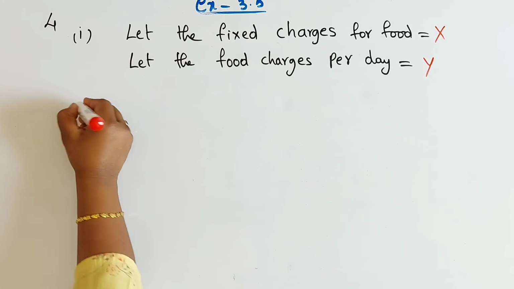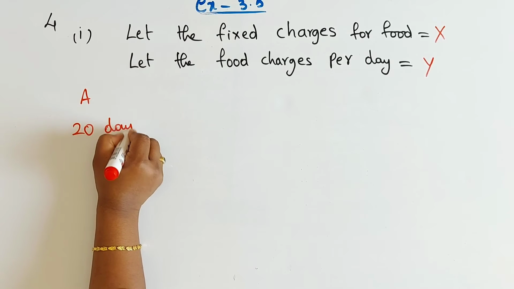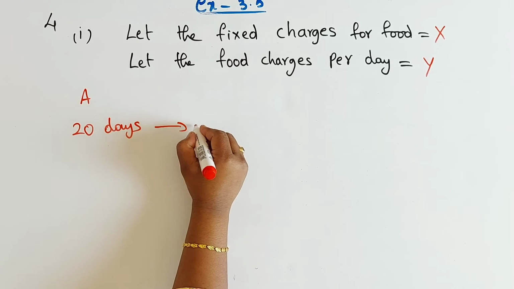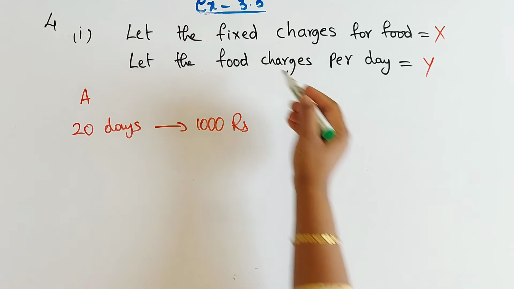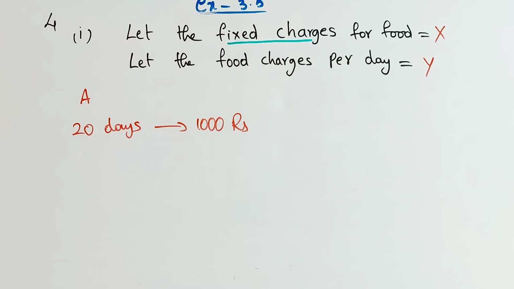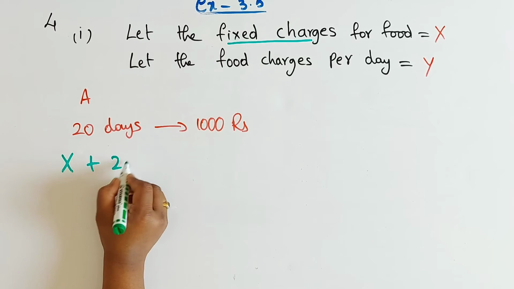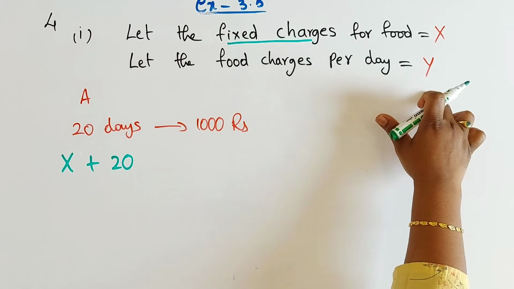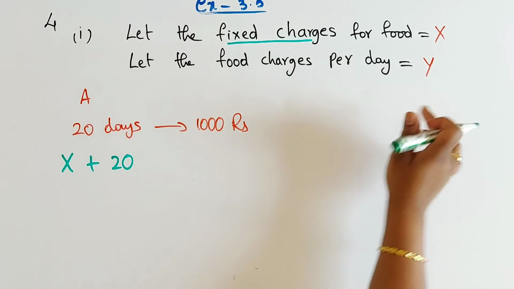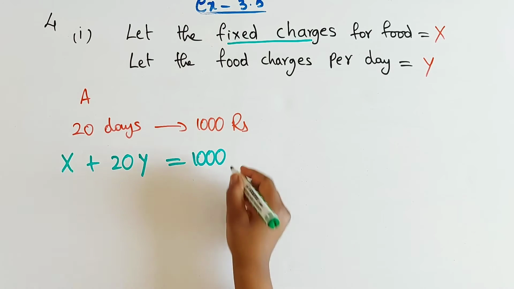So here student A is taking food for 20 days and she is paying 1000 rupees. This type of question we have already done in previous videos, children. Fixed charges they have to pay compulsorily, so you have to write X, and daily, how many days does she take? 20 days. So per day it is Y rupees. For 20 days means 20 into Y, 20Y. So totally she is paying 1000 rupees. This is the first equation.